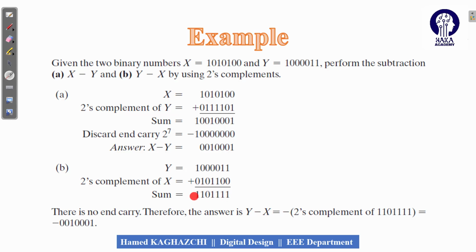What is the 2's complement of this one? The 1 is constant. 0, 0, 0, 1, 0, 0. Look at here, and this is the result. So using this method, the 2's complement, we can do subtraction.